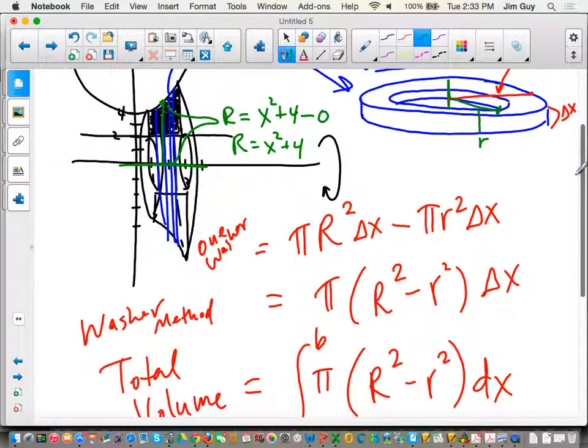Little r, that's from the center to the hole, to where the hole ends. It'd be that length right there. This is little r right here. Again, top minus bottom.